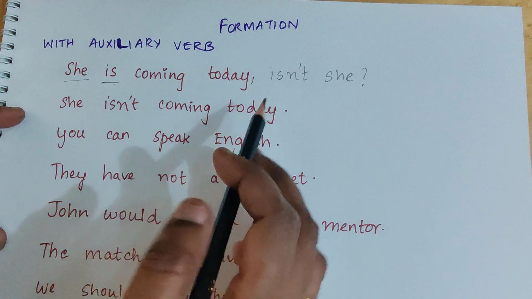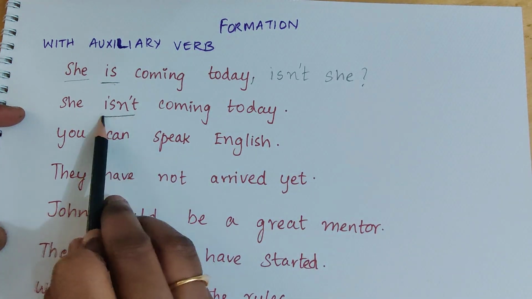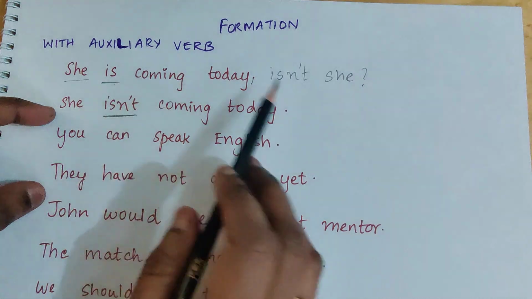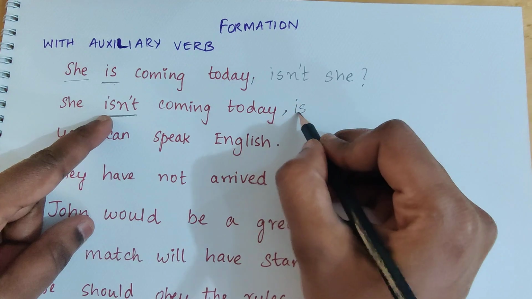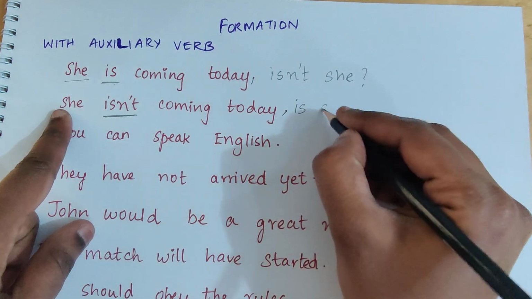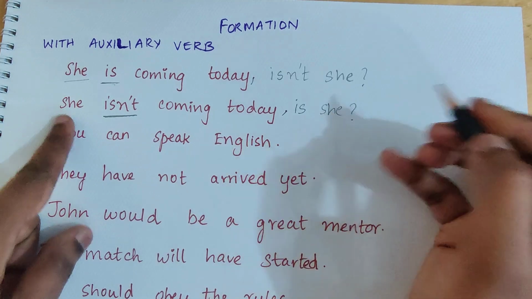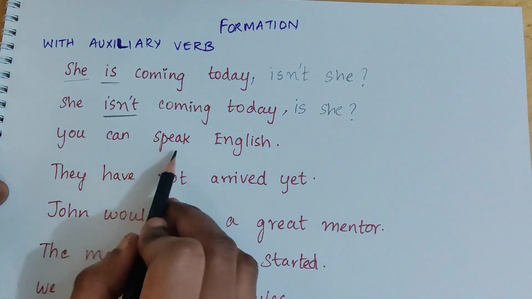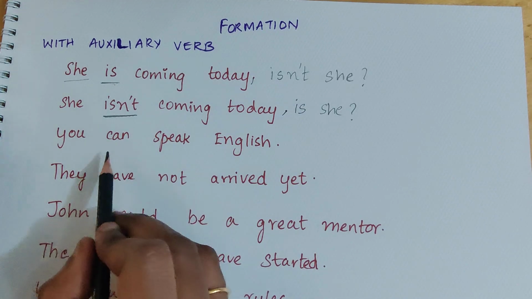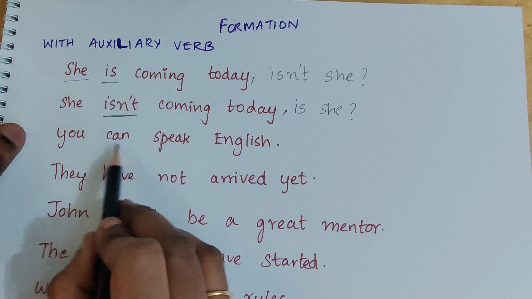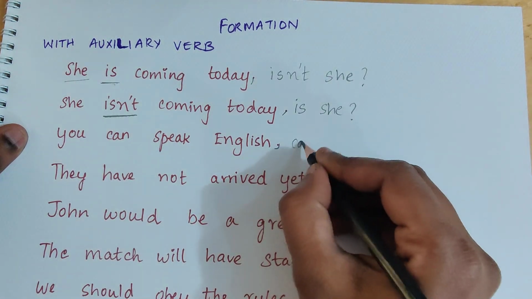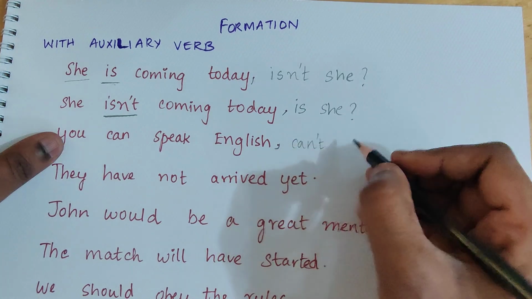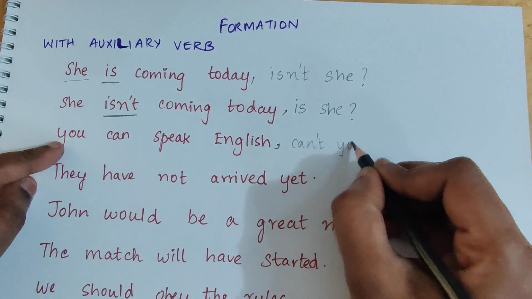See, when there is a negative statement, we have to add a positive tag. She isn't coming today. Here isn't is in negative form. Hence add a positive tag: is. Pronoun is she. Question mark. You can speak English. Look for the auxiliary verb: can. It's a positive statement. Change into negative: can't. Pronoun is you. Can't you?